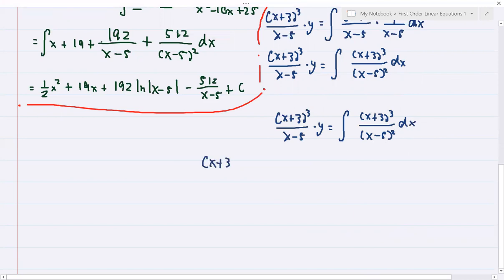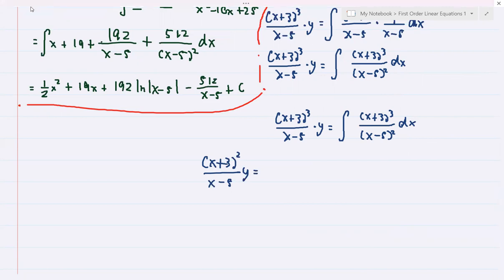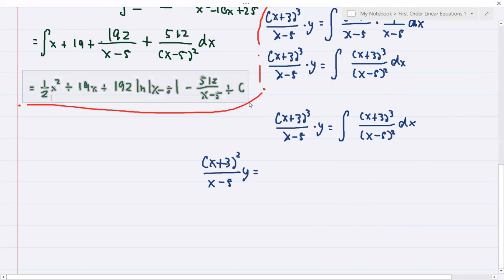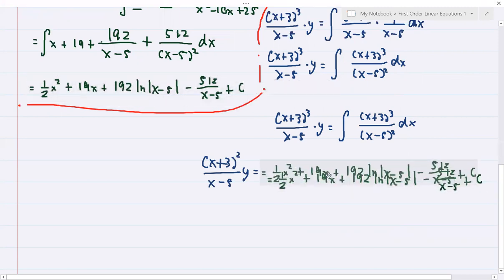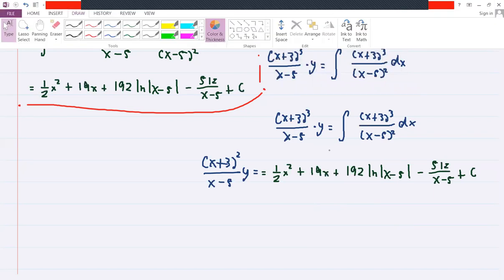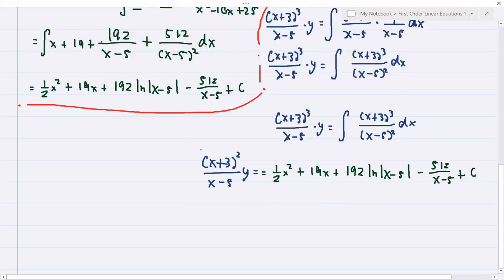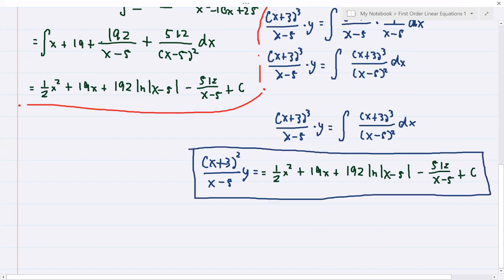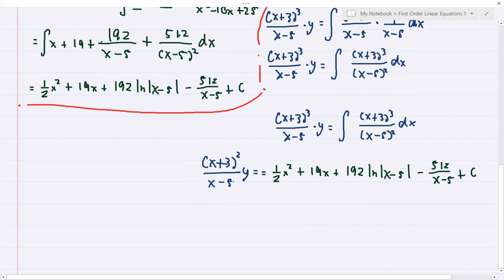x plus 3 squared all over x minus 5 times y is equal to the integral of this one, which is this. Okay, which is this one. That's it. Okay. Now, this could be your final answer. Okay, this could be your final answer. Again, it could be, because we can still simplify this one. So let's try to simplify this one.